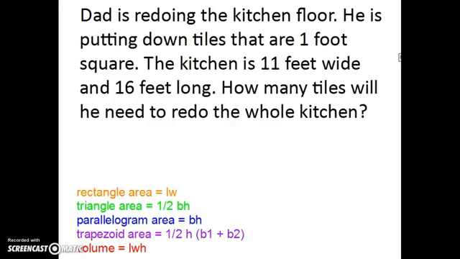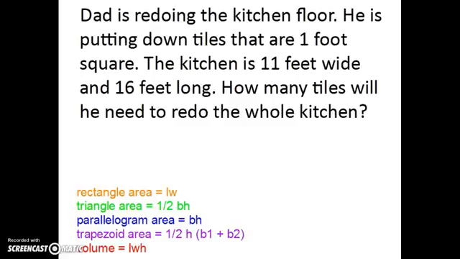Dad's redoing the kitchen floor. All right, that already gives me a clue that I'm probably going area. He's putting down tiles. Yep, tiles go with area that are 1 foot square. The kitchen is 11 feet wide and 16 feet long. How many tiles will he need to redo the whole kitchen?